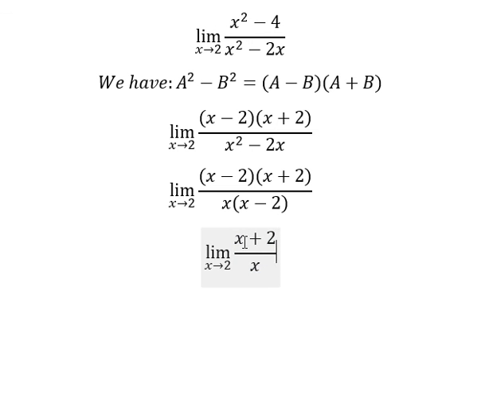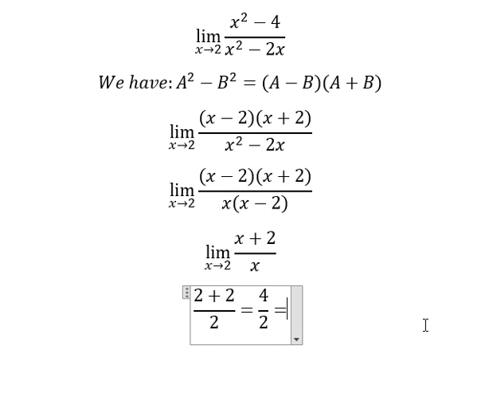And now we can put number 2 in here and number 2 in here. We calculate this one. 4 divided by 2, you get number 2. This is the end.